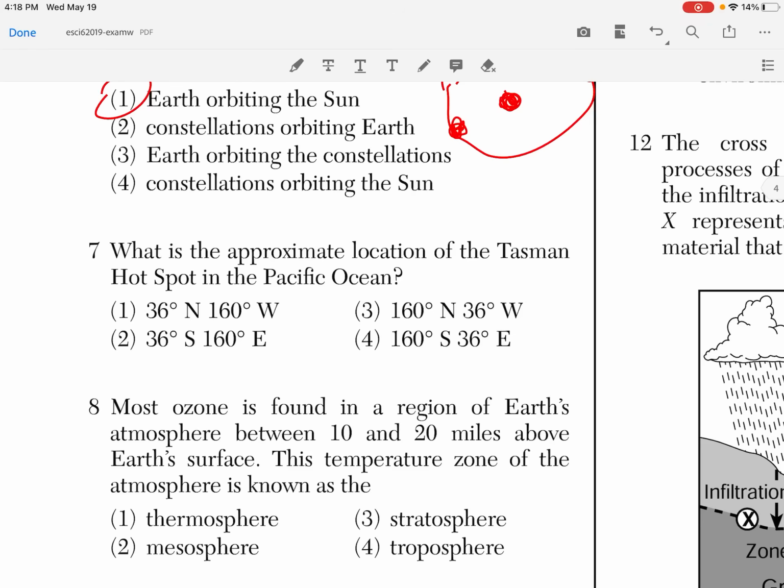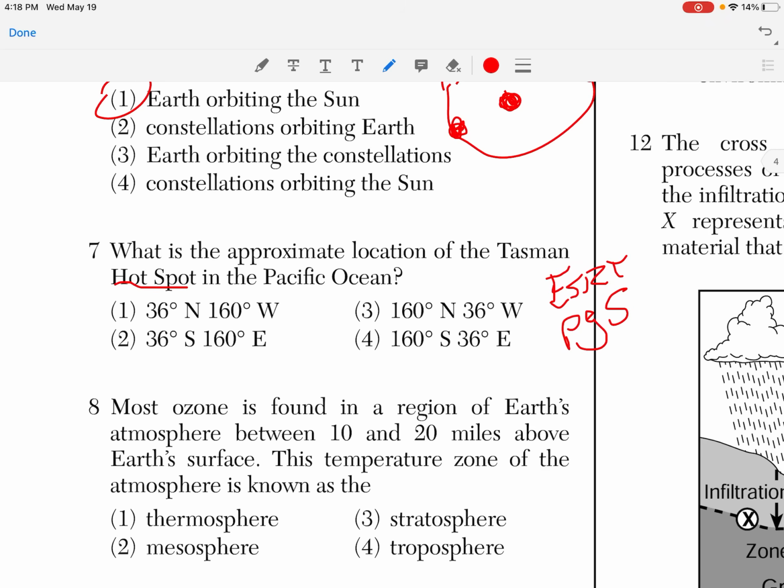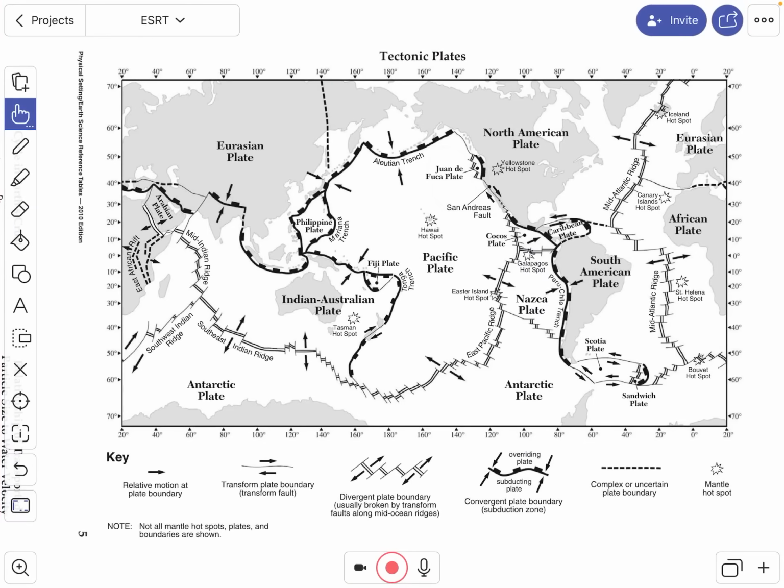Okay? All right, question number 7 is a question that is definitely a reference table question. You have to refer to hotspots, as it says right here. We have to find hotspots, and specifically this is reference table page 5. And so I'm going to pull up my reference table to figure this one out. We're looking for the Tasman hotspot in the Pacific Ocean. Now, what I'm going to do is I'm just going to pull this up on my screen here. Here is page 5 of your reference table.